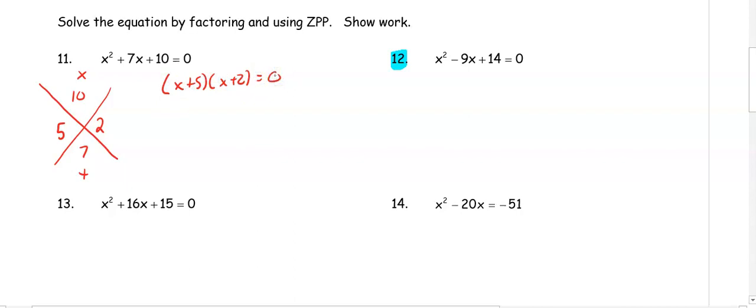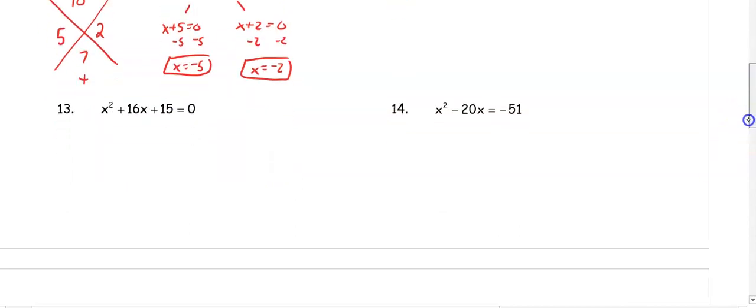Then we want to set each of those equal to 0. So we have x plus 5 equals 0 and x plus 2 equals 0. So in the first equation, we would subtract 5 from both sides, so x equals negative 5. In the second one, we would subtract 2, so x equals negative 2.